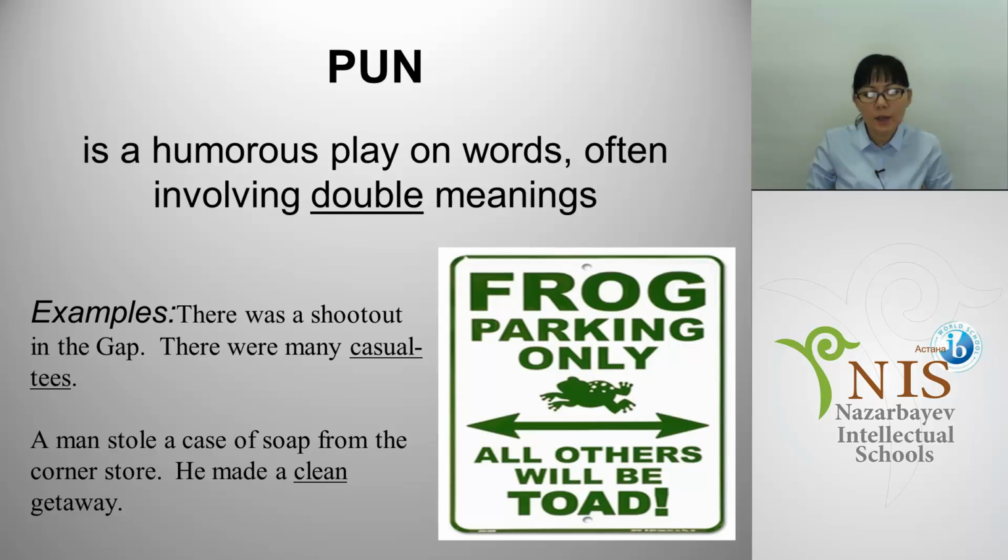For example: there was a shootout in the Gap. There were many casualties. So here is a double meaning, and firstly there is humor, and you can find the double meaning of this. Another one: a man stole a case of soap from the corner store. He made a clean getaway. So here is the humor: we are talking about soap, and the person leaves with soap.